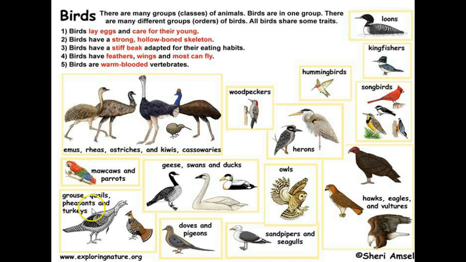Now, if you look right here, you'll see emus, rheas, ostriches, kiwis, cassowaries, macaws and parrots, grouse, quails, pheasant, turkey, and I'm sure a lot of you, if you're hunters, noticed some of these right away. Woodpeckers, hummingbirds. Thomas, there's hummingbirds. Loons, kingfishers, songbirds. Hawks, eagles, vultures. Owls, sandpipers, and seagulls. We see these a lot along the beach in North and South Carolina. Geese, swans, and ducks. Who hasn't gone to a park and seen those? Doves and pigeons and herons.